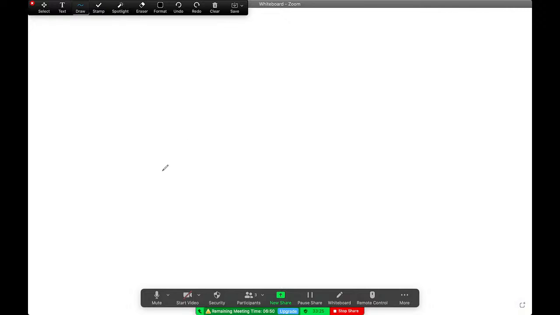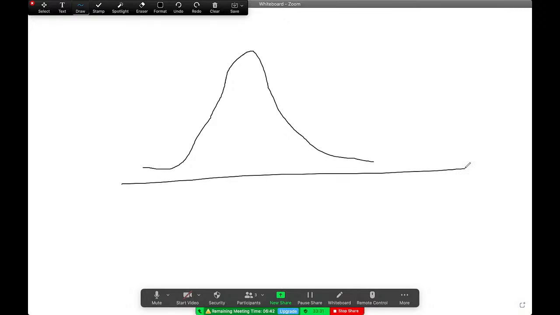So, does anybody remember the bell curve? What is it? Does anybody remember what this is? Looks something like this. The mean? Yeah, you're right. But there's more to it than just the mean.